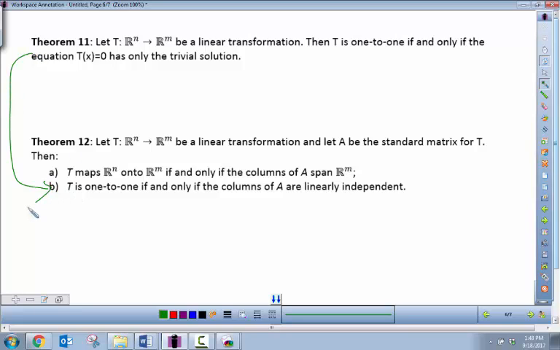So the idea of a span, remember, is that it's a linear combination of all those column vectors. And so that turns out to be the span. Then you're going to cover everything in there.